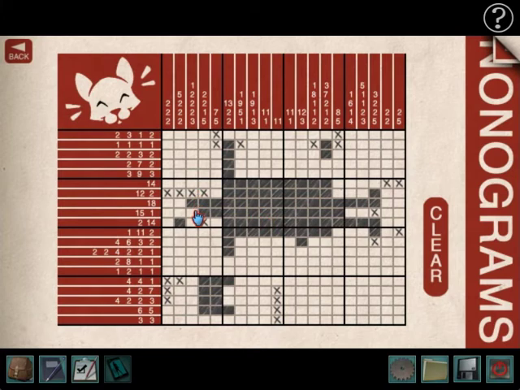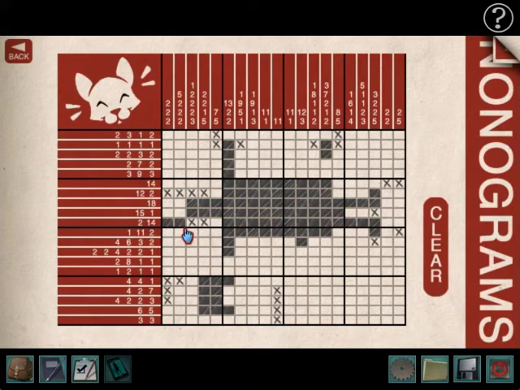So 1, 2, 2, 2, 3. Okay, this has to be a 2. It just has to be. Which means that that's a 2. Okay, there we go. Now we're getting somewhere. Alright, so that's a 2. Can we make any more inferences about this? Not really. Okay, we really can't.